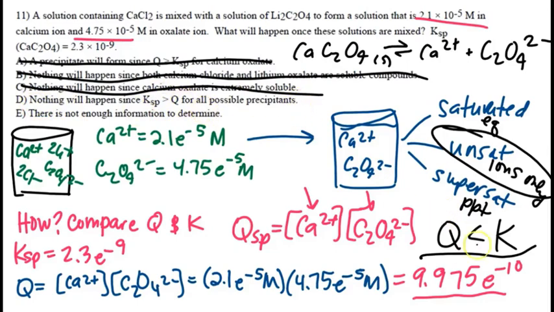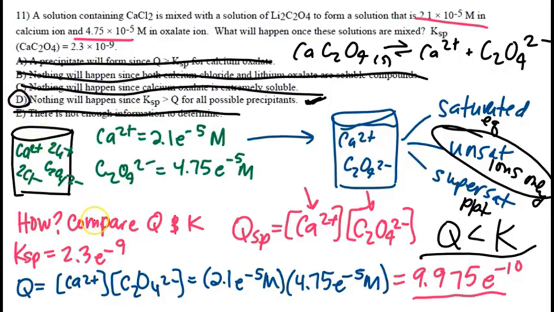Well, if Q is less than K, that means that K is greater than Q. So yes, we can definitely check out letter D as a possible contender. And letter E, there's not enough information to determine. Well, we can't say that because we already know Q is less than K. So automatically, I will choose letter D as my answer choice.